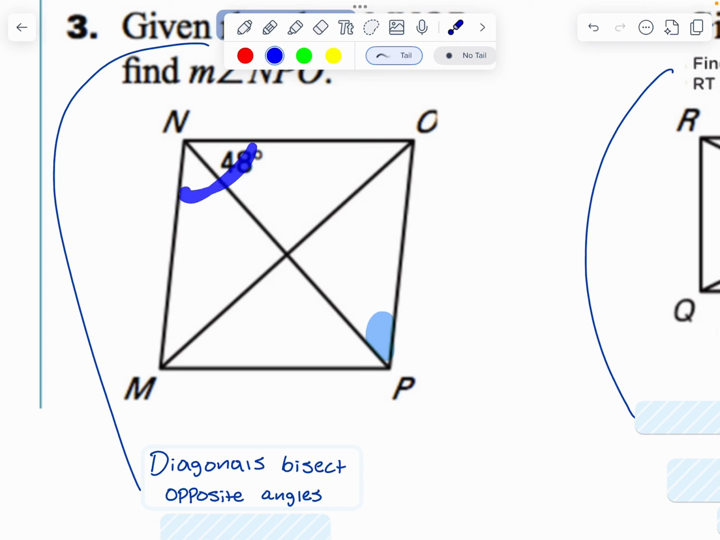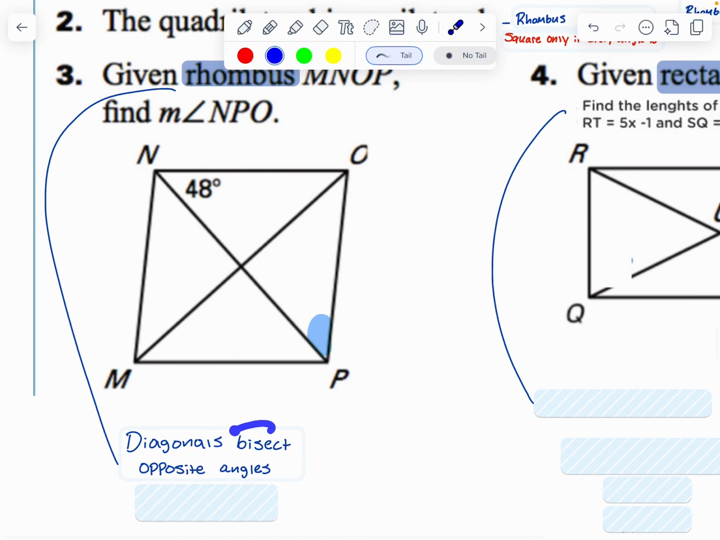So angle N is being bisected. Angle M is being bisected. Angle O is being bisected. And angle P is being bisected. Answer this one in your head. When you see the word bisect, what do you think? Hopefully the answer was cut in half. Cut in half. That's what bisect means. So if this angle is 48 degrees, then the other part of that angle is also going to be 48 degrees. That means the entire angle, angle N, is going to be 96 degrees, the entire thing.